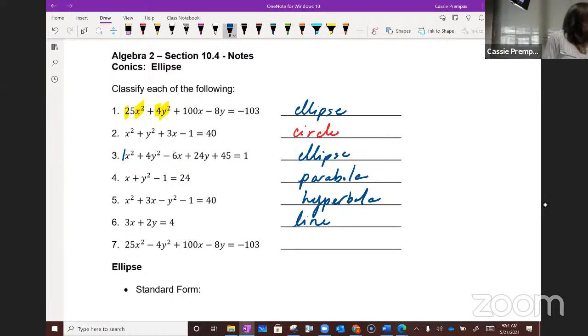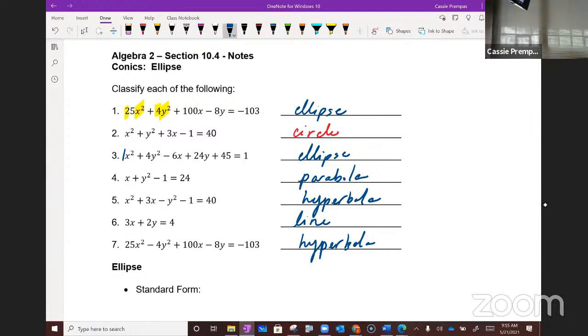And then the last one, can someone raise their hand and tell me, Emily, what do you think? Hyperbola. Correct. All right. Once you know how to classify the equation, then you can put it in its proper form to help you graph this specific type of conic. But the next type of conic that we have to look at graphing is an ellipse. We have not gotten there yet.